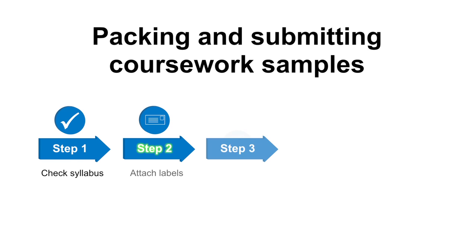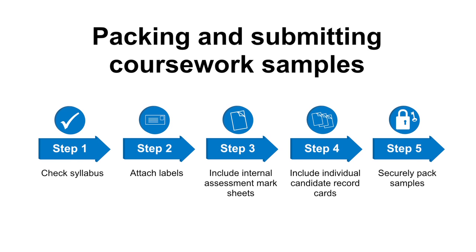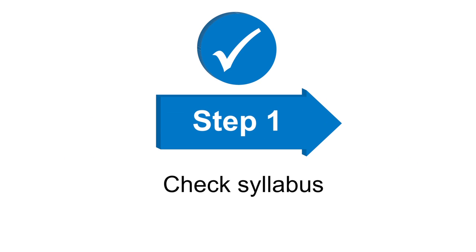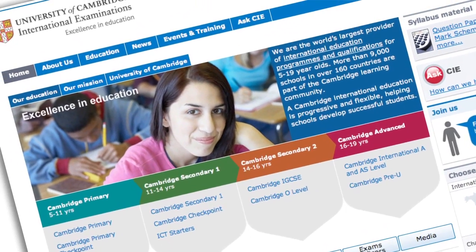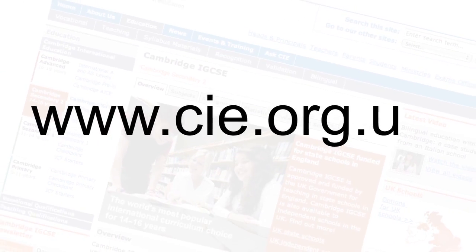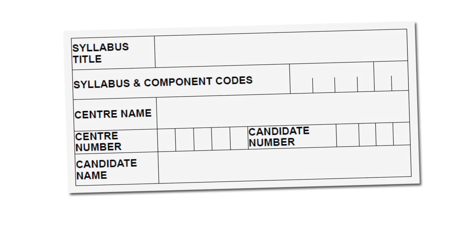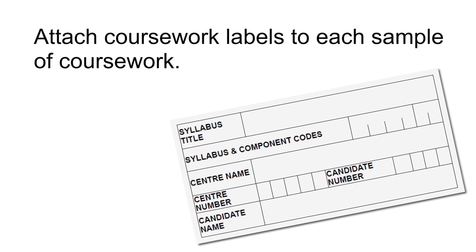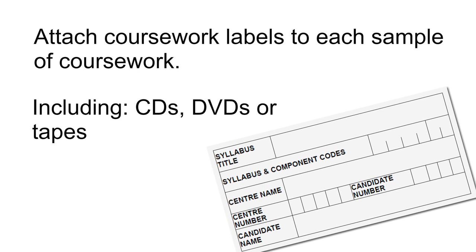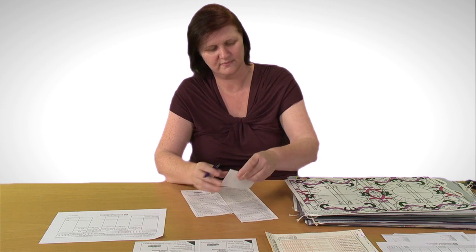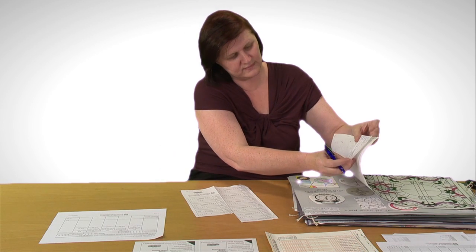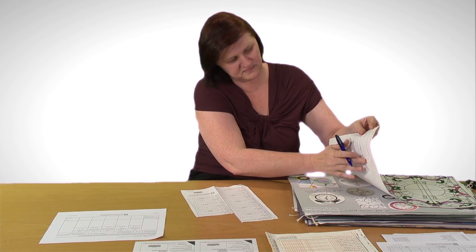Packing coursework samples. To pack your coursework samples, you must check the syllabus for any subject-specific instructions. You can download syllabuses from www.cie.org.uk. Attach the coursework identification labels to each sample of coursework. For artwork, attach the coursework identification labels to the back of the piece of art.